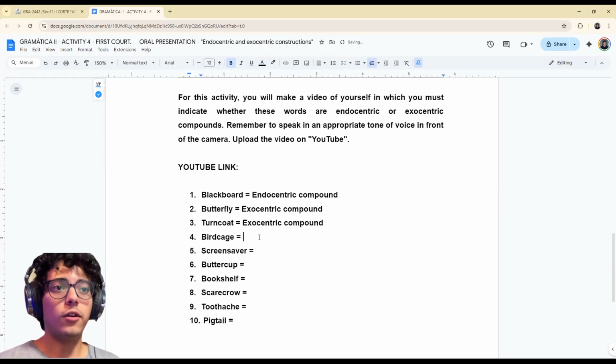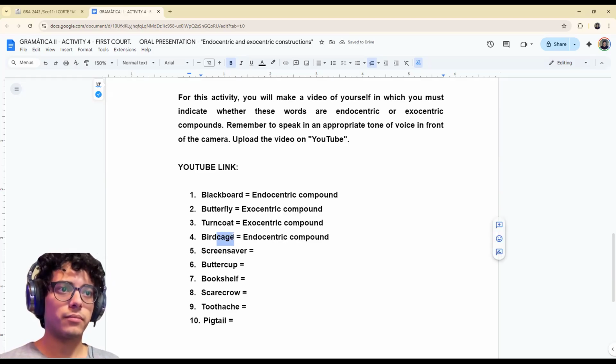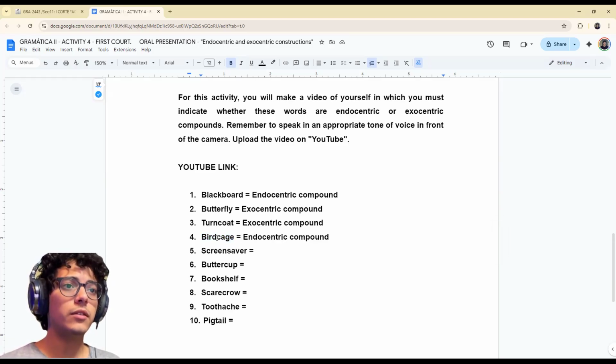Contrary to the case of word number 4, birdcage, which is an endocentric compound, because birdcage is a type of cage. So we can figure out the meaning by looking at the particles in the word. Same case as word number 5, screensaver, endocentric.